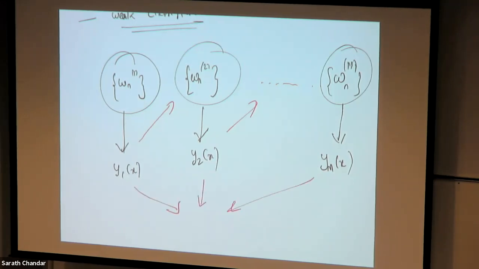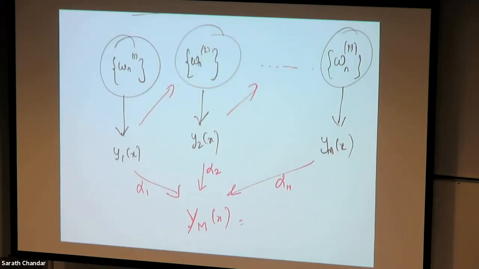We are going to combine all these, and the combination is based on some weights, let's say alpha 1 to alpha m. Finally, I have this capital Ym of x, which is the ensemble classifier. This is given by sign of the summation over m equal to 1 to capital M of alpha m times ym of x. It's kind of like weighted majority voting, because if this sum is greater than 0, then we call that class +1, and if the sum is less than 0, I'm going to call that class -1.